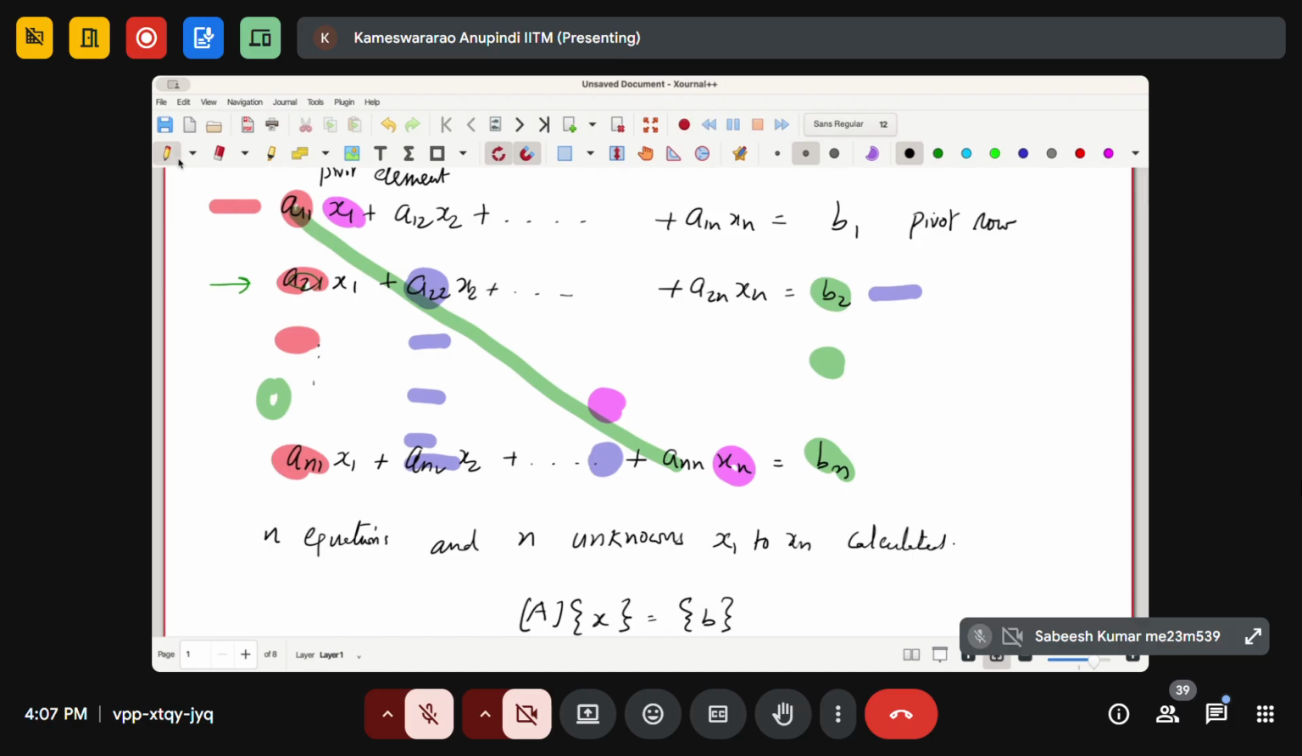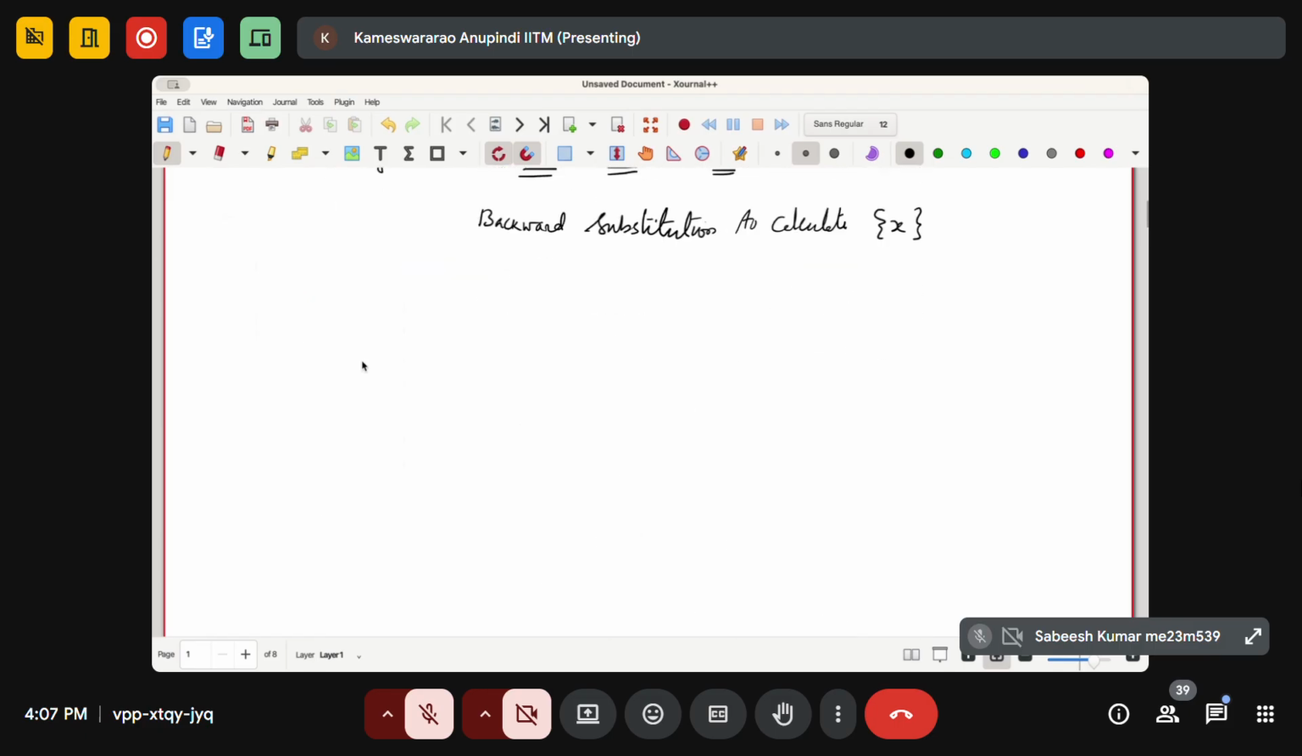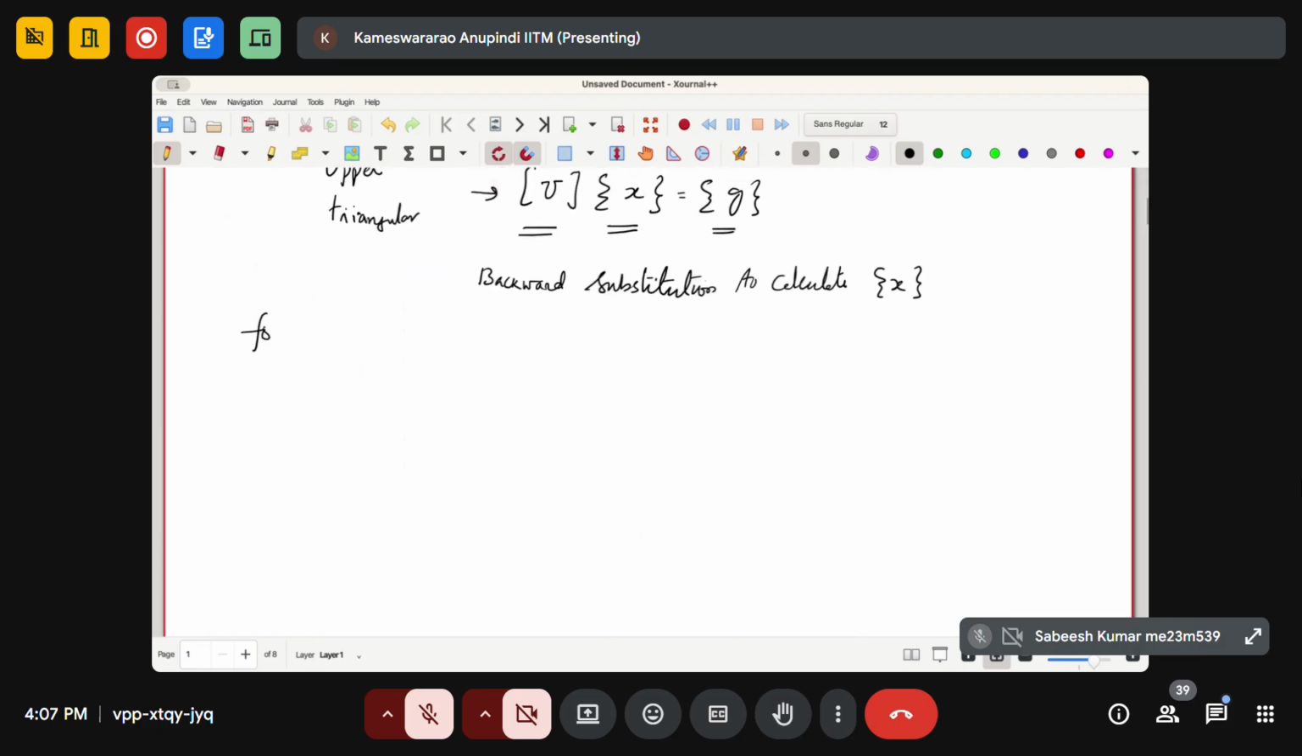So you have two steps in Gaussian elimination. The first one is the forward elimination.